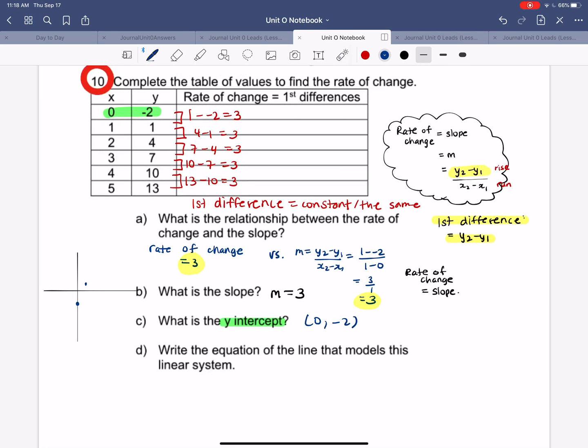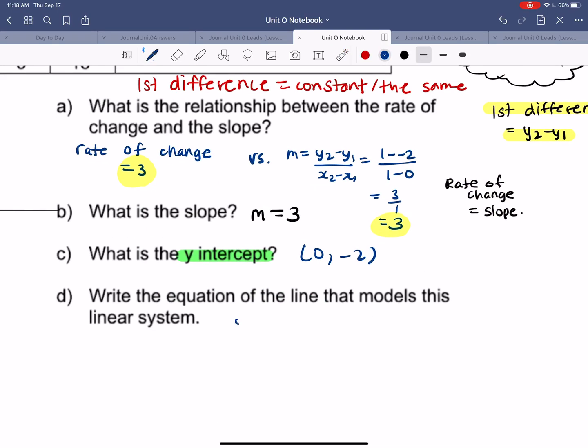Write the equation of the line that models this linear system. Through this process, we found that the first difference is 3. It also divides by a difference of 1 because x is going up by 1. So all in all, we're concluding that the slope is 3. Since m is equal to 3 and b is equal to negative 2, therefore y is equal to 3x minus 2 is the equation of the line. It is the equation of the linear system.